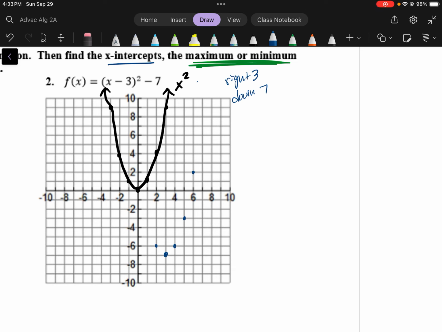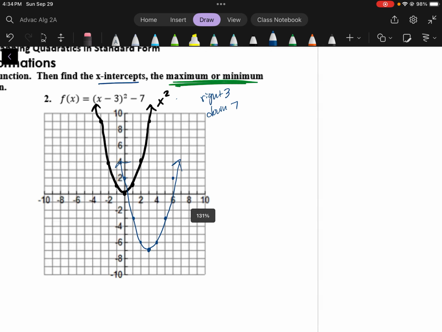Okay. And so your new points, again, are going to be in the exact same behavior. They're going to look the exact same. We're just pushing the whole thing to the right and then down. And so you get that graph right there.